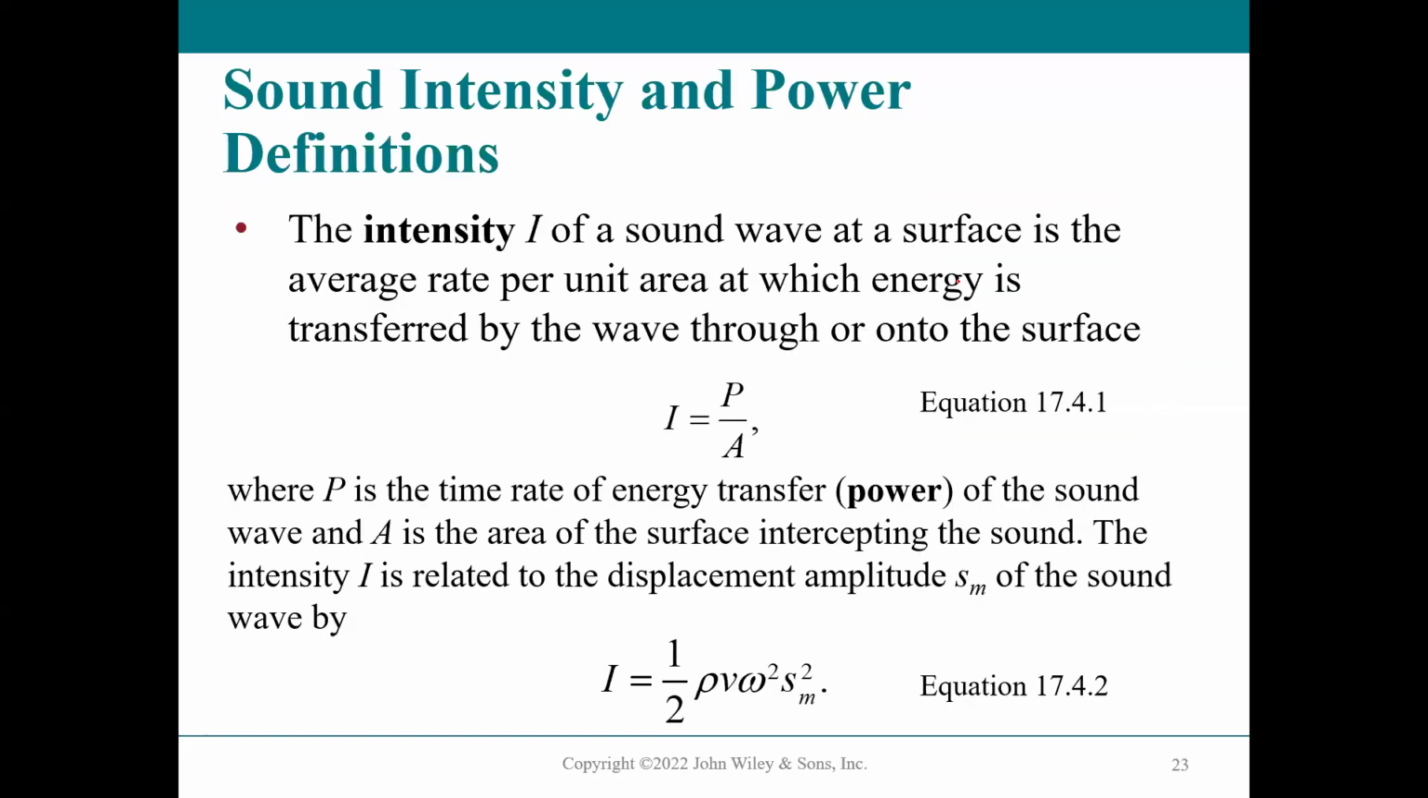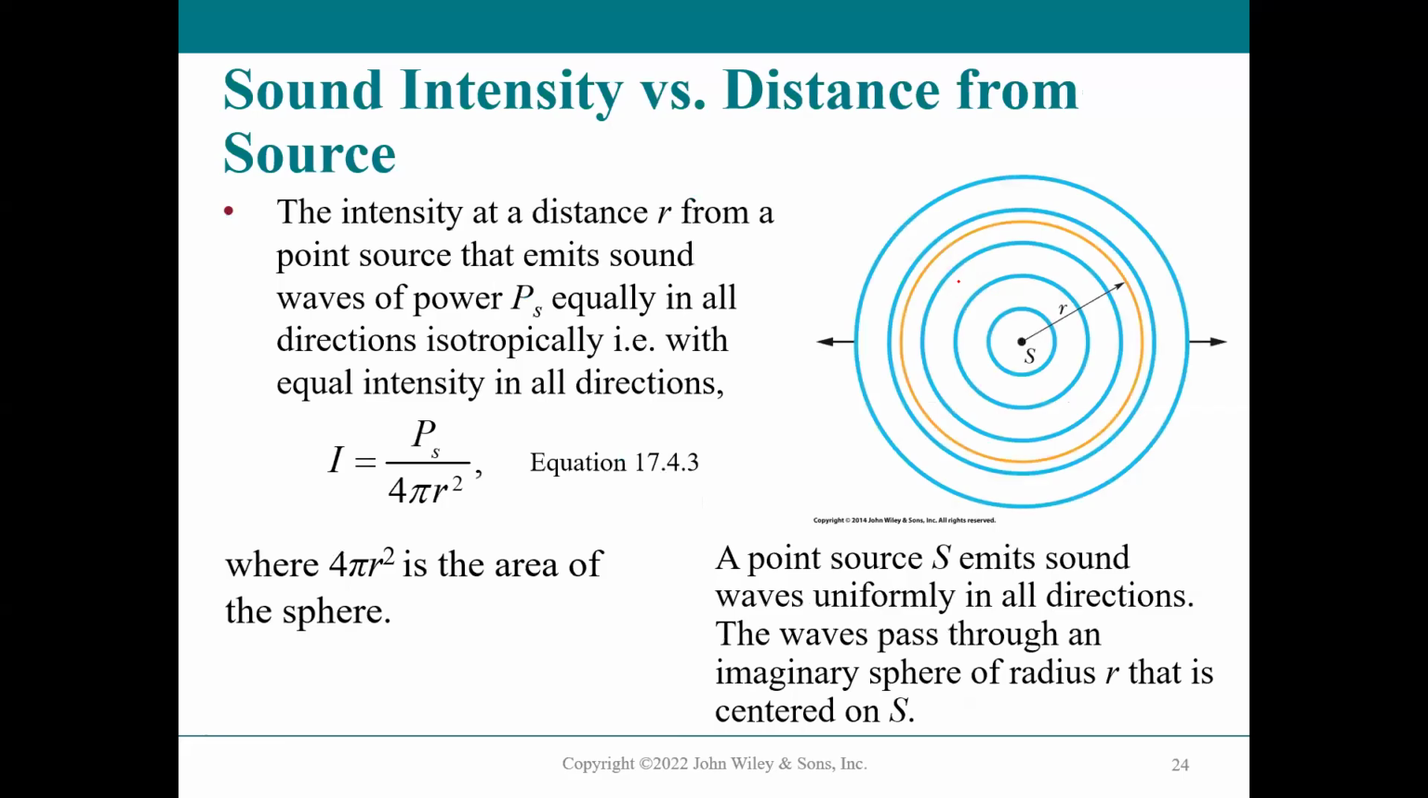So we get that intensity is half rho v omega square S max square. Then this one is the intensity. Intensity is power divided by 4 pi r square. Yeah, 4 pi r square is the area of a sphere, like a ball. This one is the area of the surface of the ball.